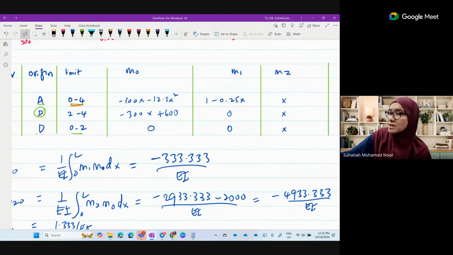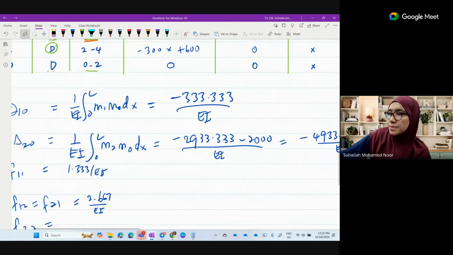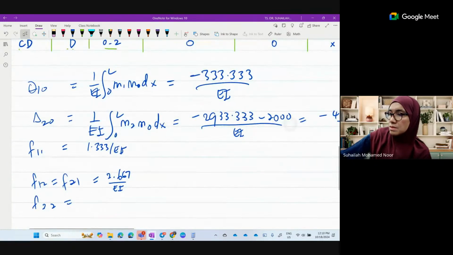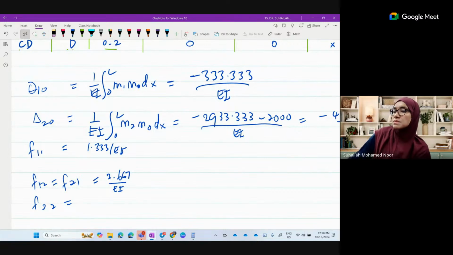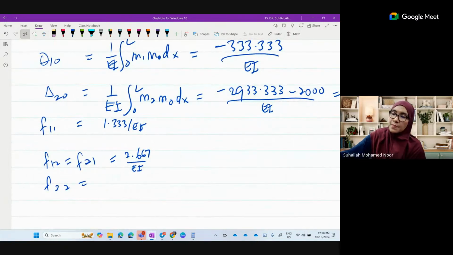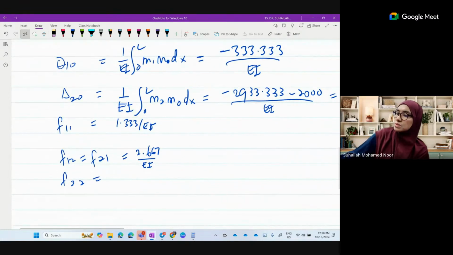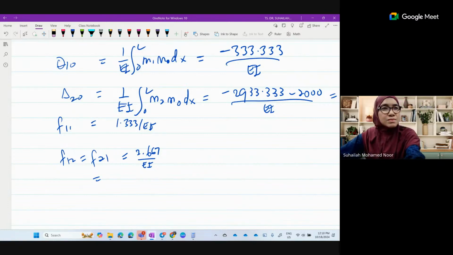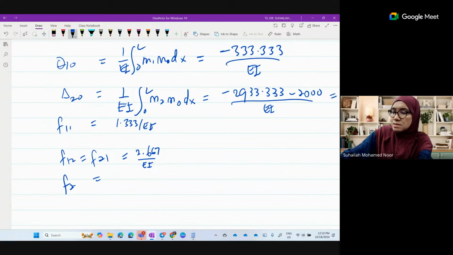Okay, lepas tu yang ni kena buat 3 kali lah. M2 kan X square 0 to 4. X square 2 to 4. X square 0 to 2. Total kan? Okay. Apa nilai F22? Semua sekali. Berapa?